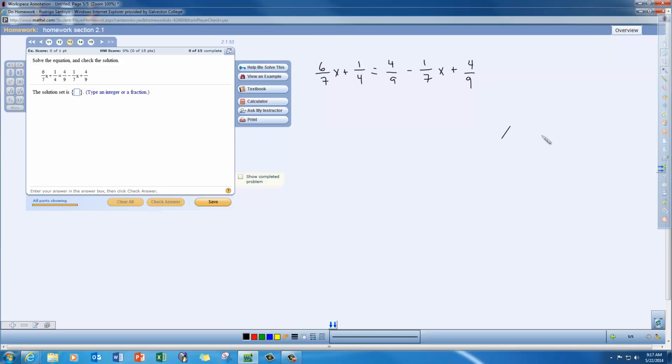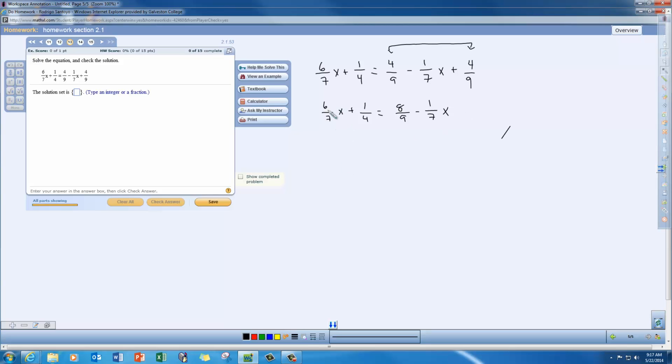What do we see here? We see that on this right hand side we can combine those two. Alright, so let's rewrite everything else. Let's try to simplify if we can before we start using our addition property. 4/9 plus 4/9, well, denominators are the same. We add the numerators. We get 8 over 9 minus 1 over 7x.